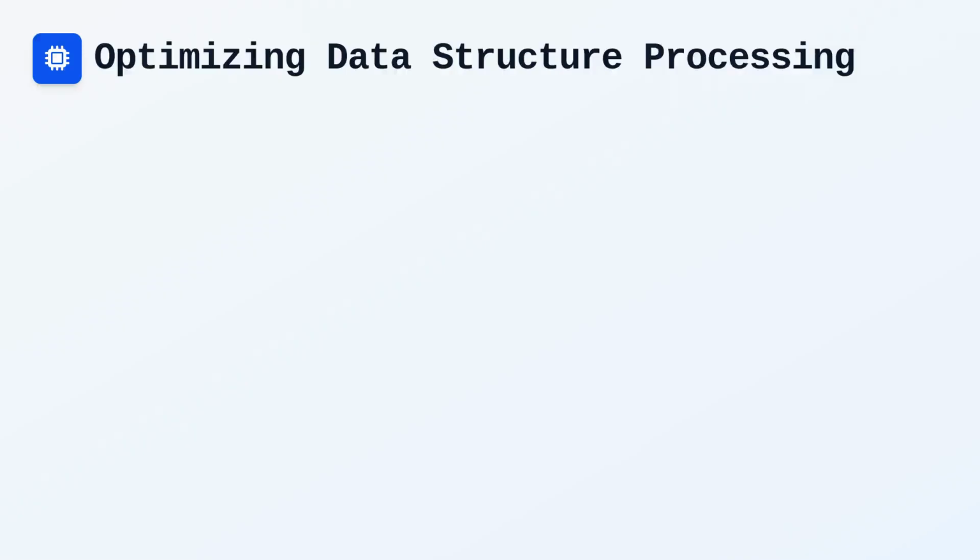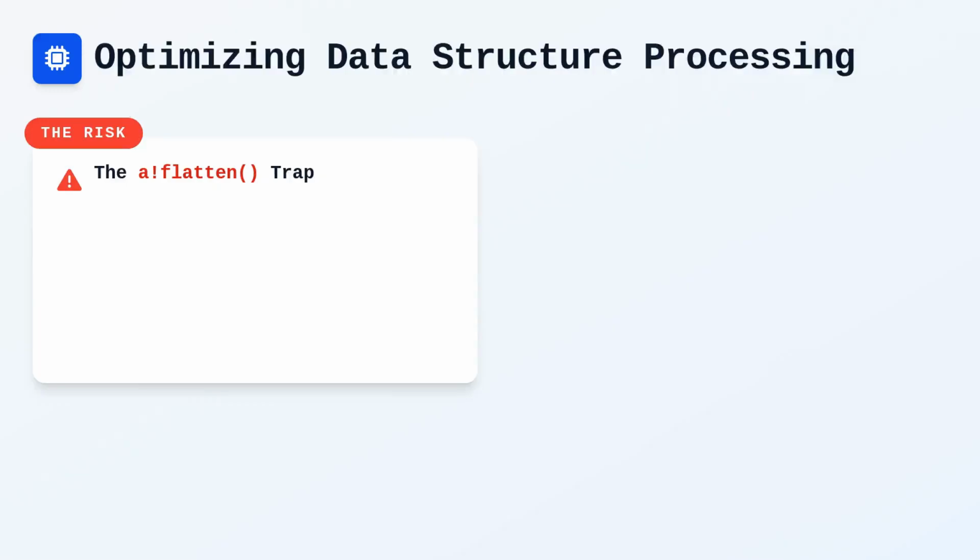Consider the way we process lists and data structures as part of our core design responsibility. Using functions like a flatten can be incredibly powerful for normalizing data, but it comes with a memory cost because it forces the expression engine to materialize the entire nested structure into a single linear list.